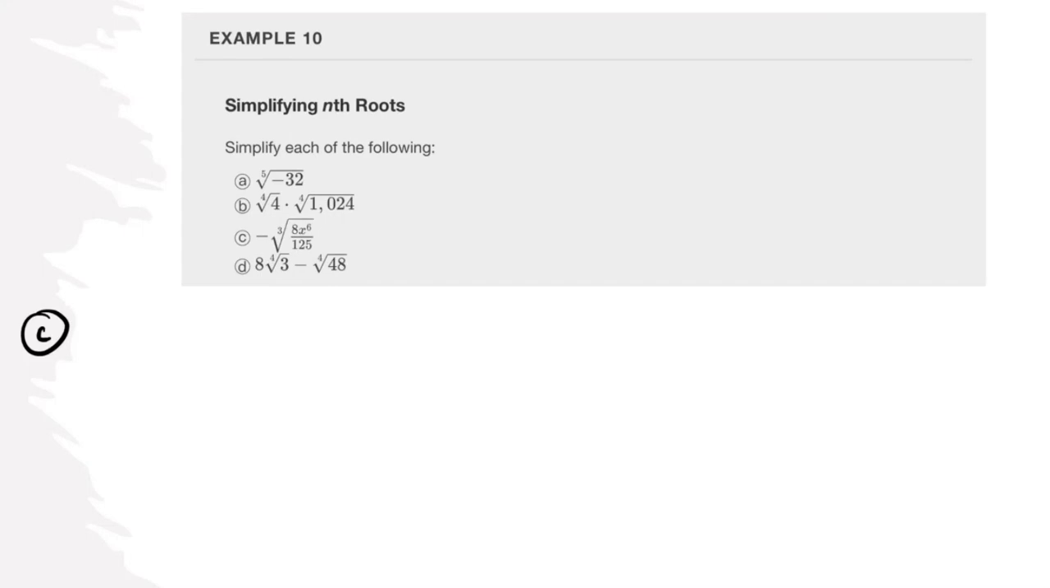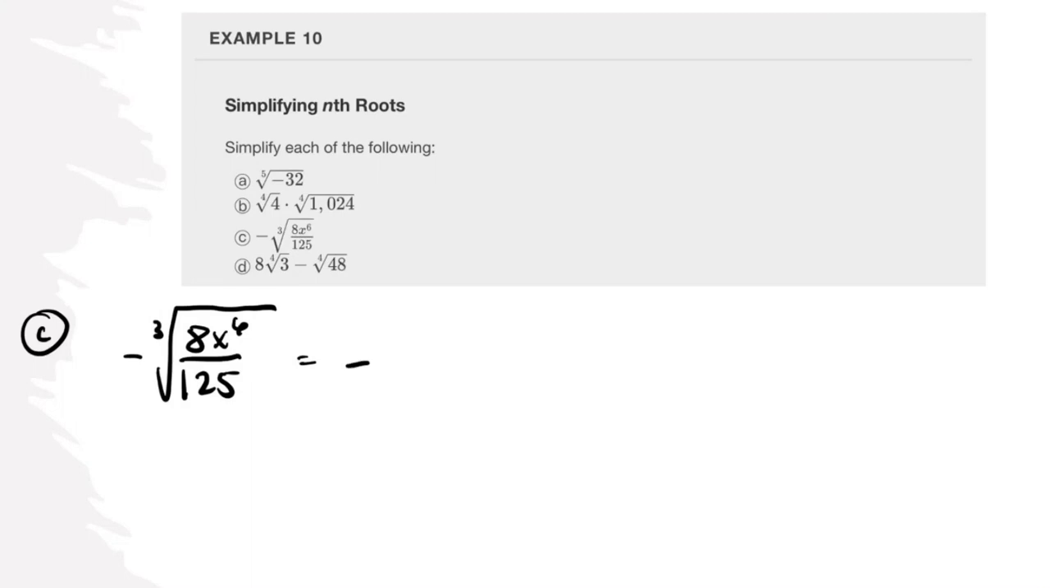Now we got this negative cube root. We got a cube root. On bottom, we have 125. On top, we have 8x to the power of 6. That's a cube root, and it's negative.